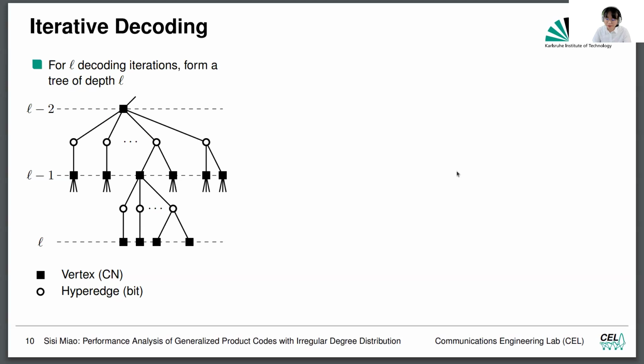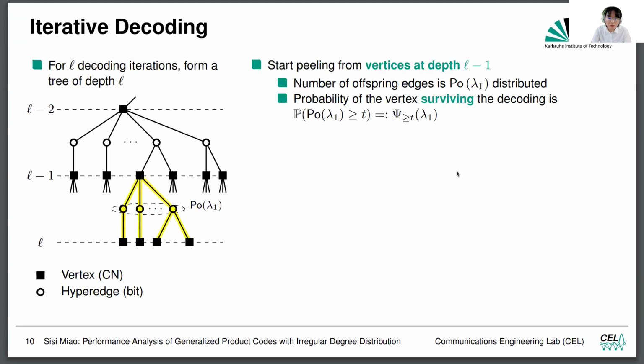And then we can also form a branching tree of depth L, which is the number of decoding iterations. Then we can start peeling from the bottom to the top, as I said before. If we can finally, by the decoding rule, empty this residual graph, then we are able to decode. So we want to calculate the average probability.